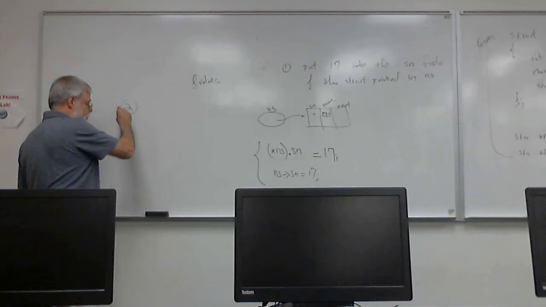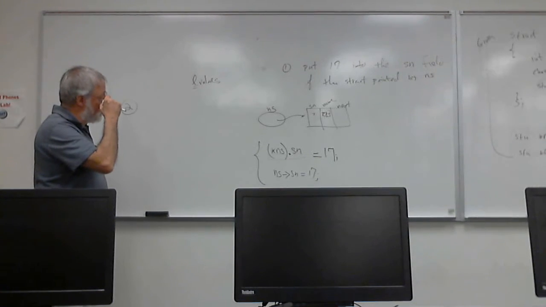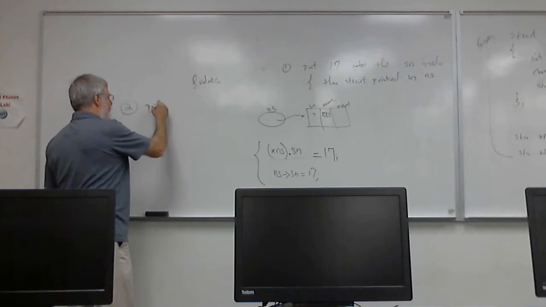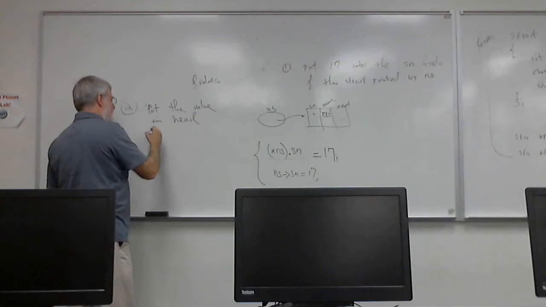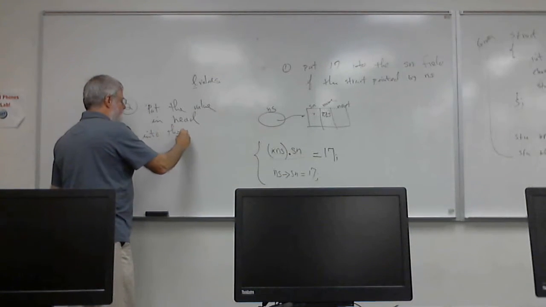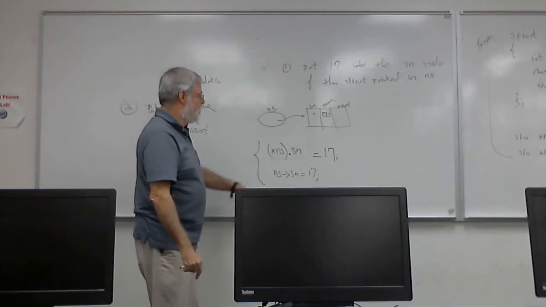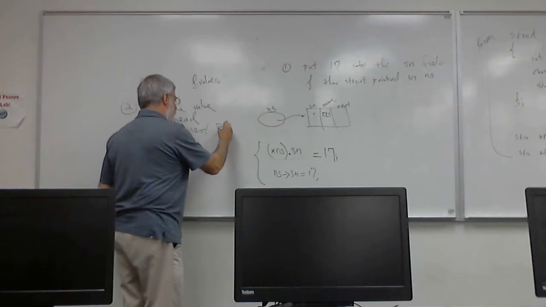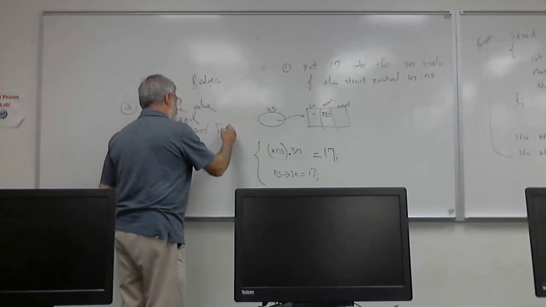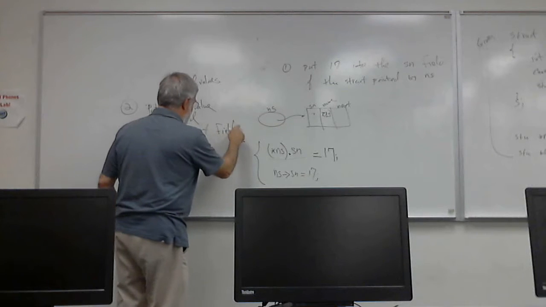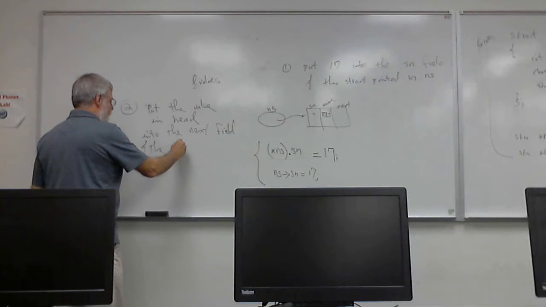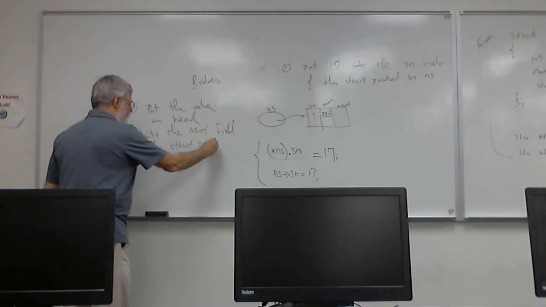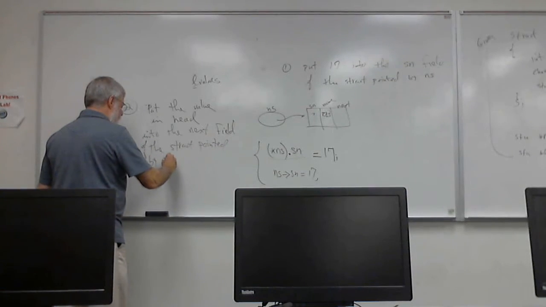Number 2, you were supposed to put the value in head into the next field, that's this field here, the next field, now I've got it spelled right, F-I-E-L-D, the next field of the struct pointed to by NS.